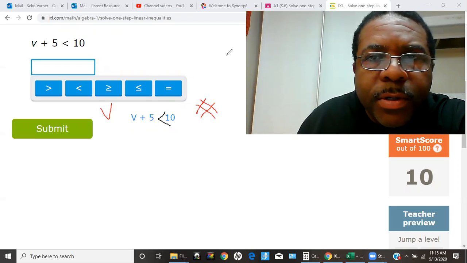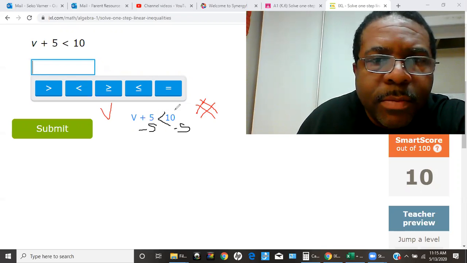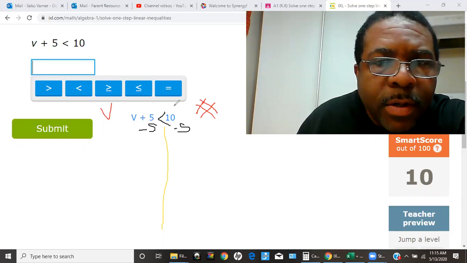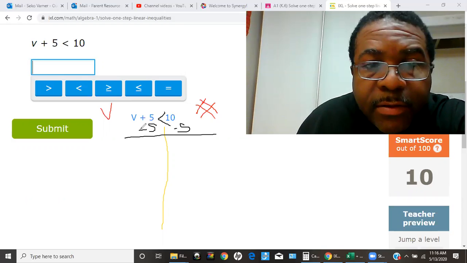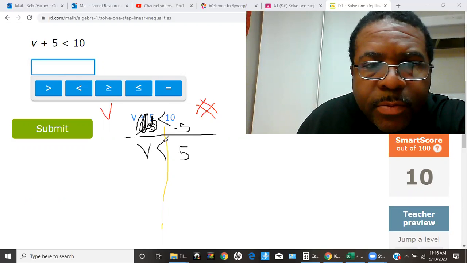Good. So what are we going to do? We're going to subtract 5 on both sides. That way we can isolate the V. We want the V by itself, okay? All right, so +5 minus 5 is going to give you 0. So we can just scratch that out, and we have V. 10 take away 5 is 5. And we're going to bring down the less than sign, okay?